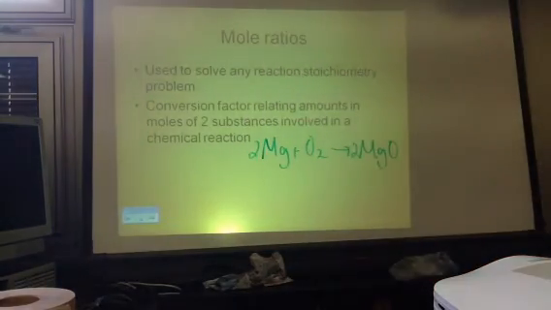So we have 2 moles of magnesium plus 1 mole of oxygen yields 2 moles of magnesium oxide, right? What's the mole ratio of magnesium to oxygen? 2 to 1. We have 2 moles of magnesium, 1 mole of oxygen. Sorry, you're right. What's the mole ratio of oxygen to magnesium? 1 to 2. It matters which one comes first. Depends on how the question is asked.